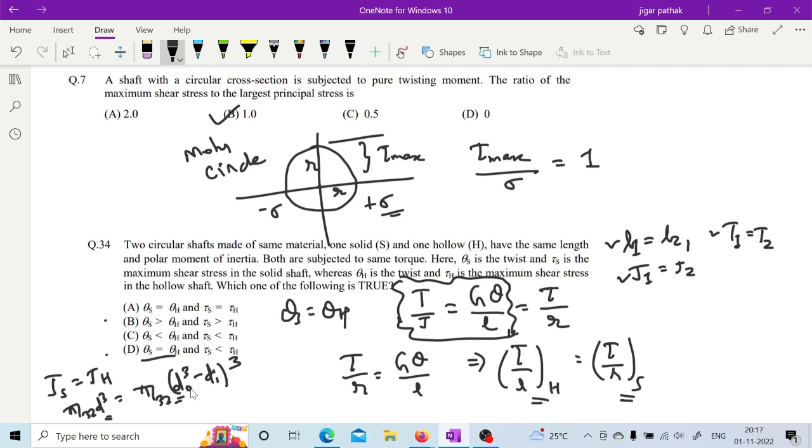As the radius of the hollow shaft is higher than the radius of the solid shaft, in that case tau of H must be higher than tau of S. So tau S must be less than tau H. So D is the correct answer. Are you getting it?